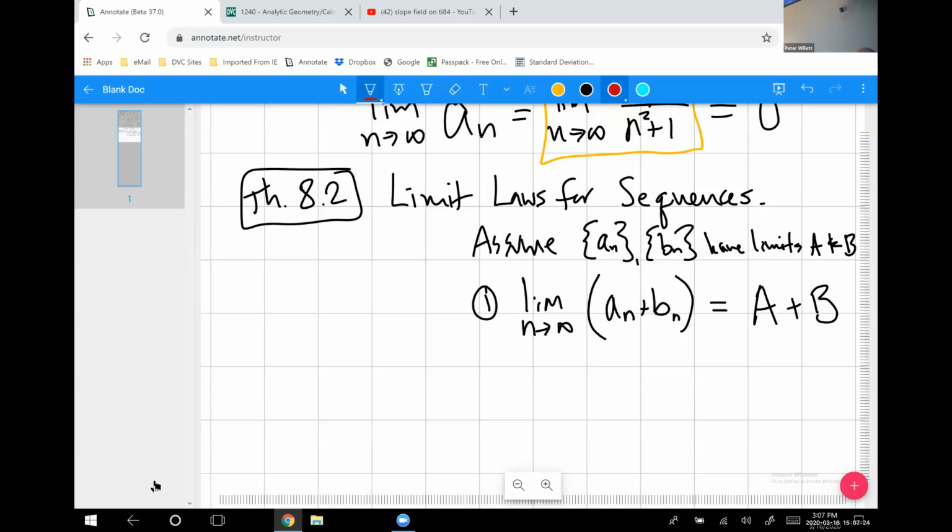Okay, so then actually you could do the exact same thing if this was the difference as well. So you can put an A and B with a plus or minus here. So then the second limit law translation for sequences is that if you had the limit as n tends to infinity, where the sequence that you got, all the terms were a constant multiple of some other sequence's terms.